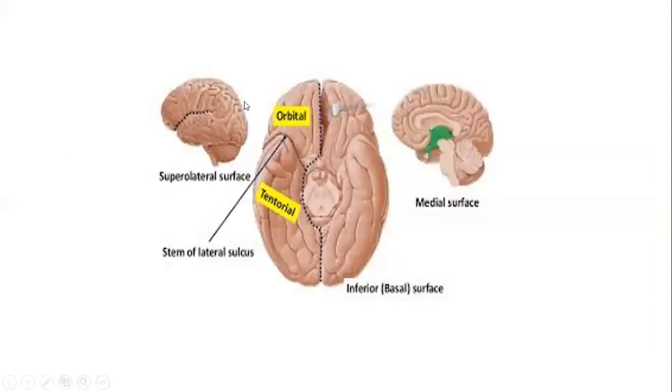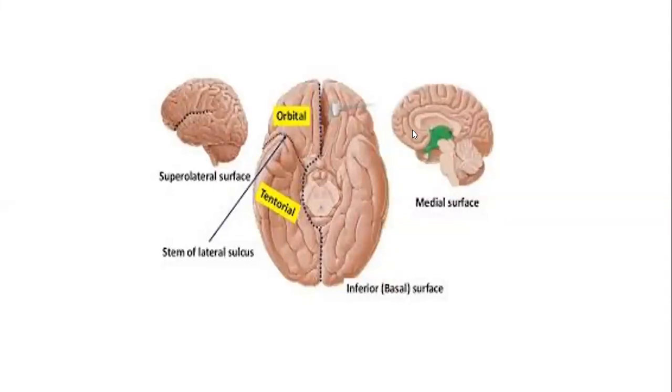And secondly, surfaces of each cerebral hemisphere are three in number. The largest of them is labeled as the supralateral surface of each cerebral hemisphere, which basically begins from the superior and medial, supromedial margin of each cerebral hemisphere and continues downward and laterally. So this surface is called supralateral surface.